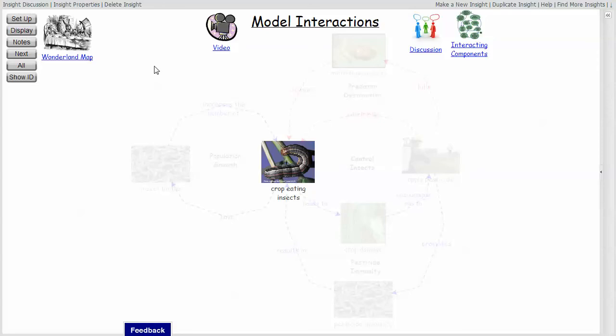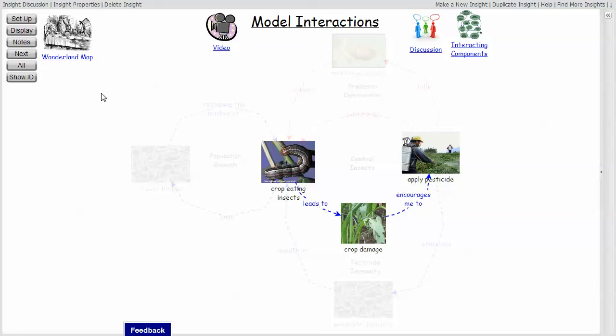I have a situation where I have crop-eating insects that are devouring my crops, and being a farmer, I am not very happy at all with the fact that the insects are damaging my crops. The typical response is that I apply pesticides because I understand that the pesticides will kill insects. Though what I seem to have found over the years is that every year there seem to be more and more insects that I have to deal with, and I really don't understand why that is.